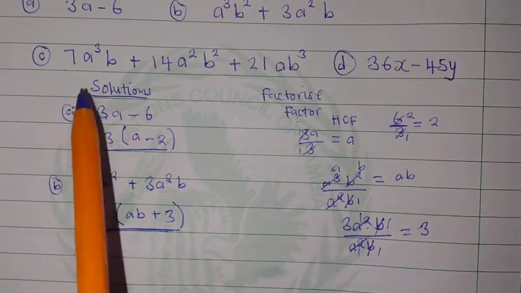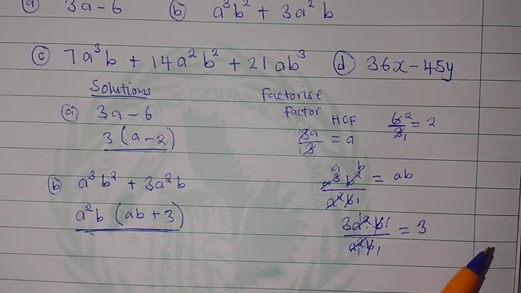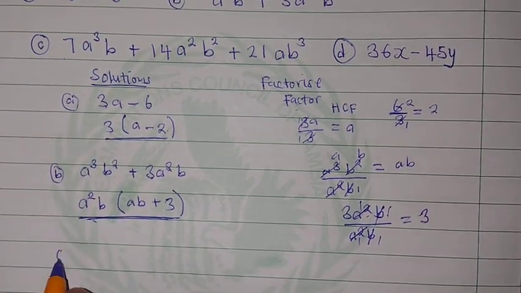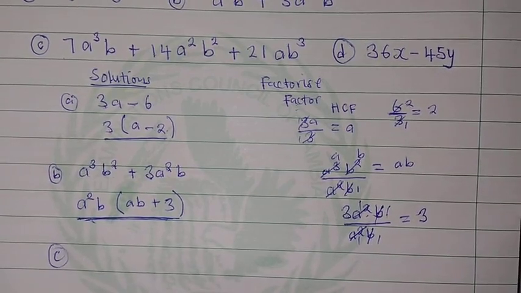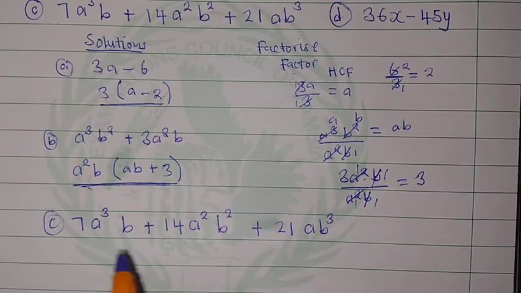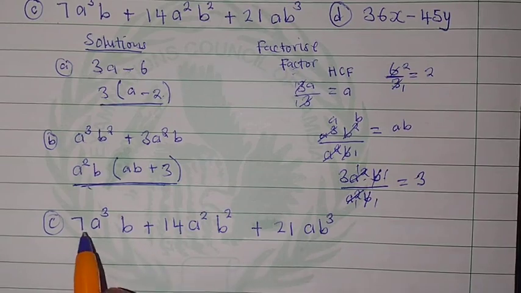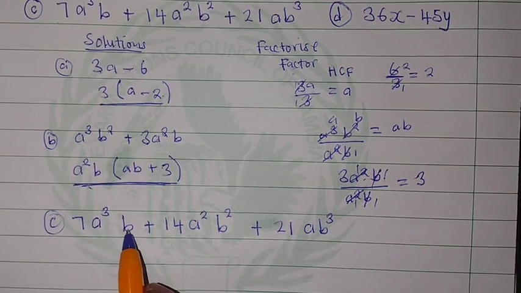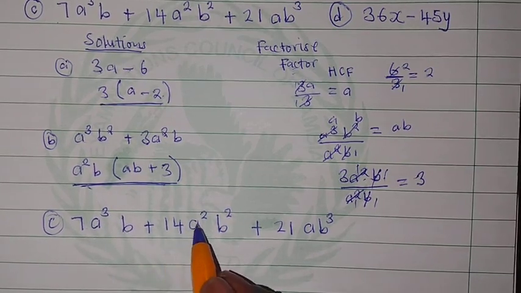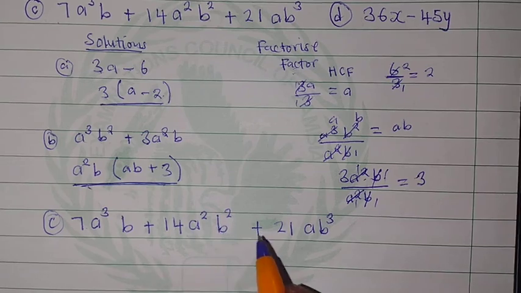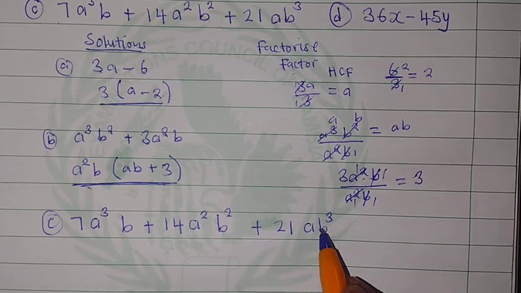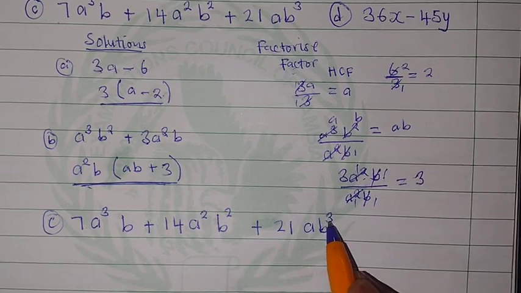Okay. So we come to question C right here. So you can see our question C. Alright, so this is our question C. As you can see, we have 7a power 3 b plus 14a power 2 b power 2 plus 21ab power 3.